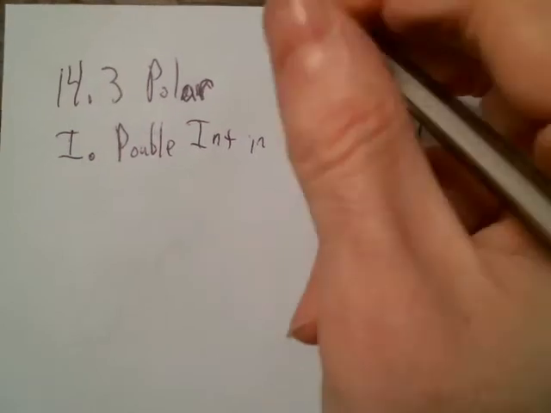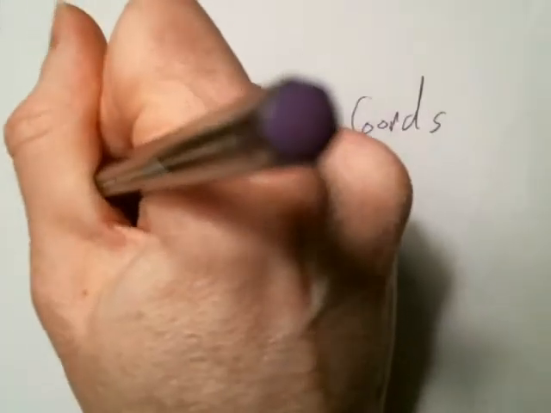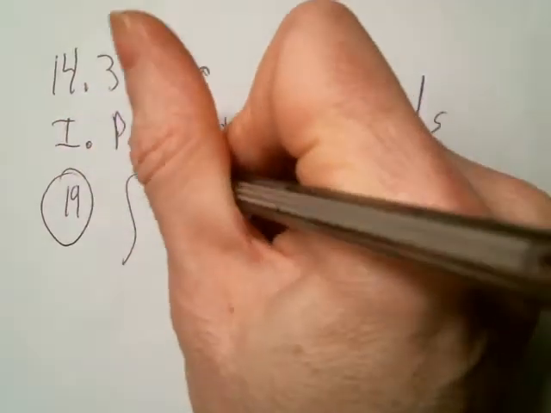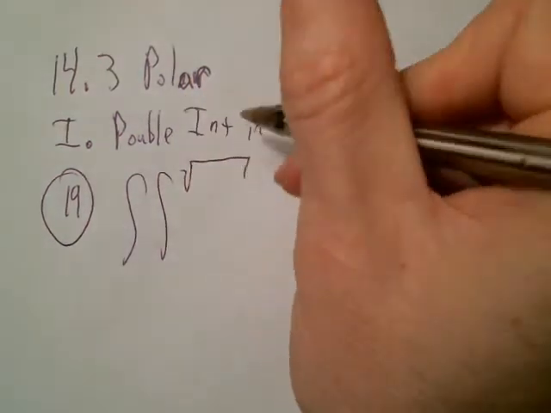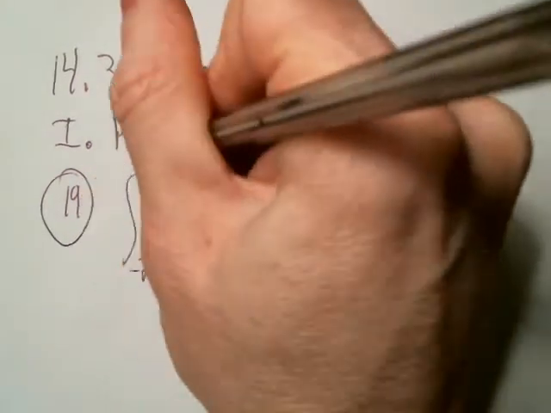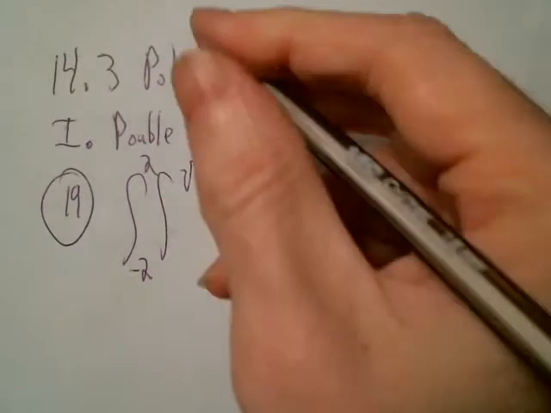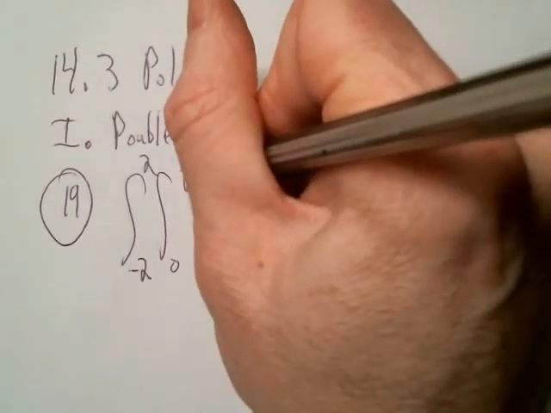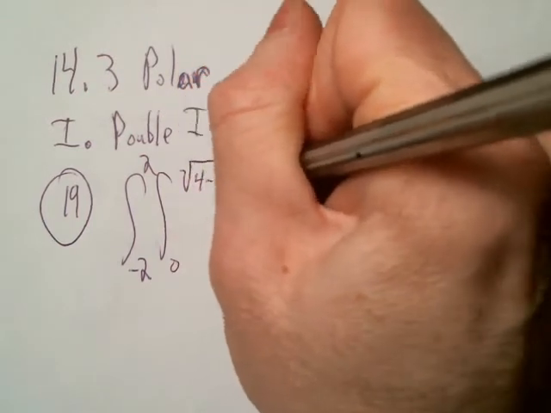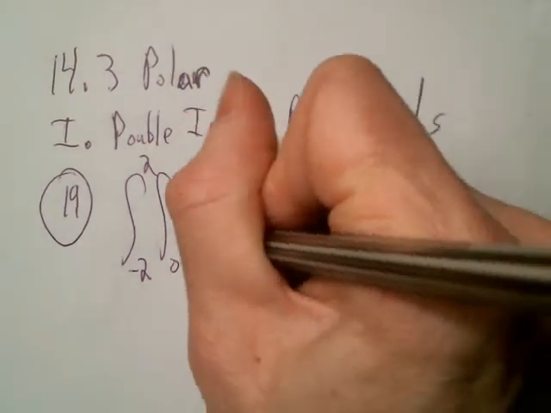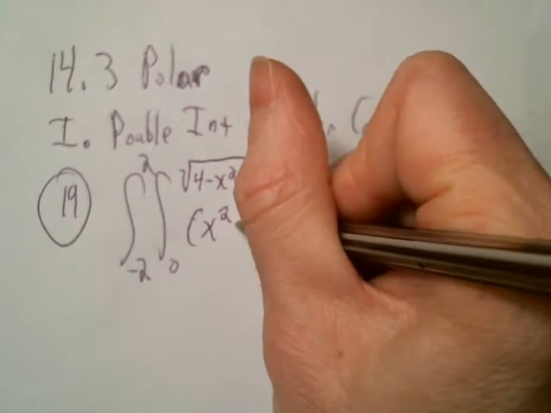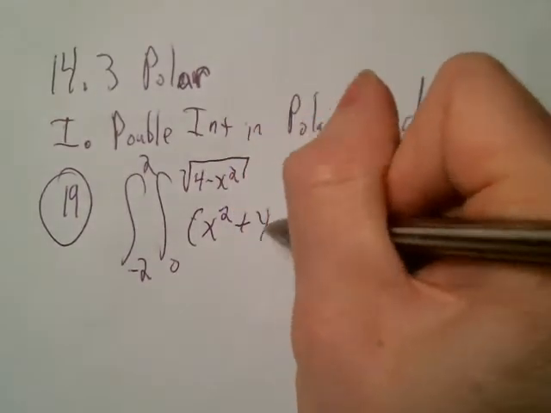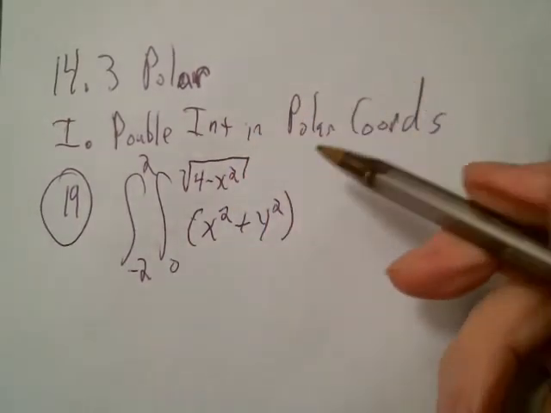And why do we do this? Because we want to get away from having to deal with these ugly square roots, right? So if I have a double integral from -2 to 2, and the inner integral is going from 0 to y equals 4 minus x squared, and then I'm finding the volume underneath this surface and over top this region.